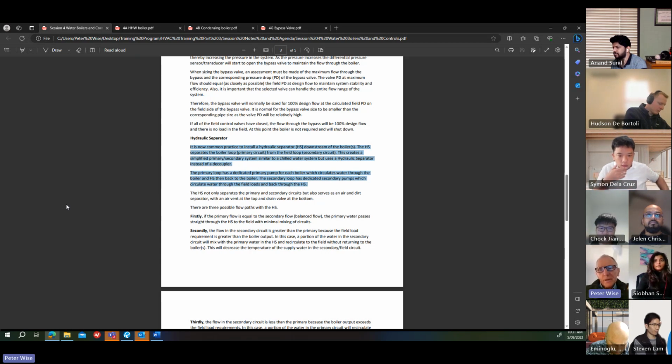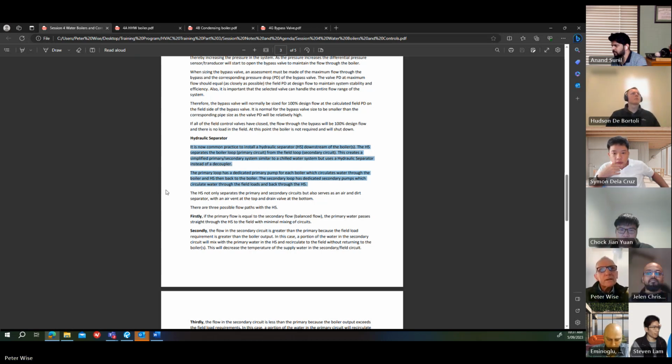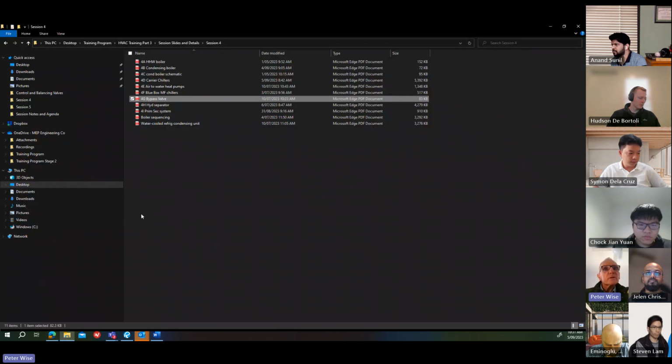Well, a hydraulic separator is a similar device. It's just a simple decoupler, I guess you could say. It separates the boiler loop, which is the primary circuit, from the field loop, which is the secondary circuit. This creates a simplified primary-secondary system similar to a chilled water system, but uses a hydraulic separator instead of a decoupler. So I'll just show you a diagram of a hydraulic separator.